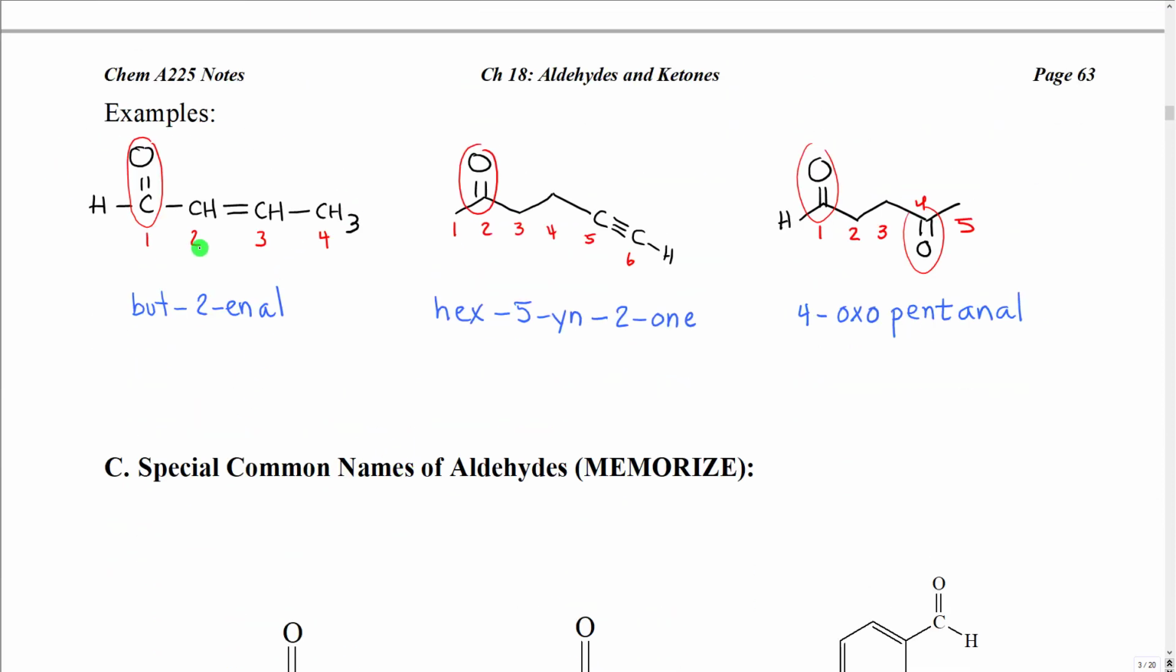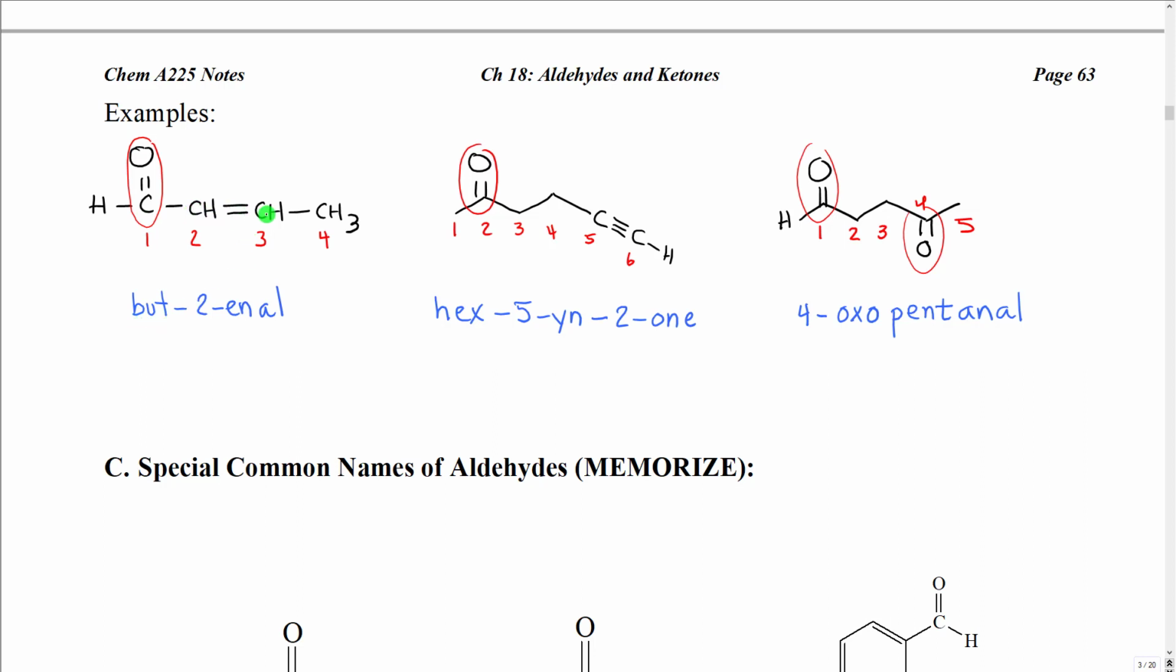This molecule has an aldehyde, C double bond O, with a hydrogen directly attached. And it also has an alkene. So it has both a main functional group, which I've circled here, the aldehyde, and it has an unsaturation. So what we would do is determine that this chain of carbons here would be the longest carbon chain, and it has 4 carbons, so that would get the prefix but-.